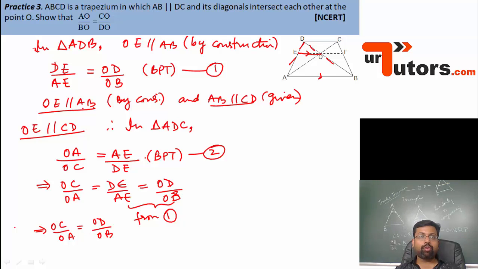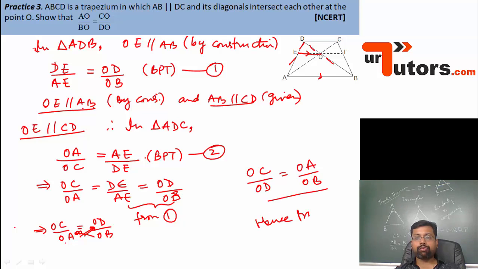And what did we have to prove? OA by OB. So I'll cross multiply. I'll not take this OB, I'll keep it here. I'll take OA to the other side and OD to this side. So we have OC by OD equal to OA by OB, which is what we have to prove. You take this to the other side and this to this side. So you have OC by OD, and on the right hand side you have OA by OB. AO is actually OA and BO is OB. So this is what you have to prove.